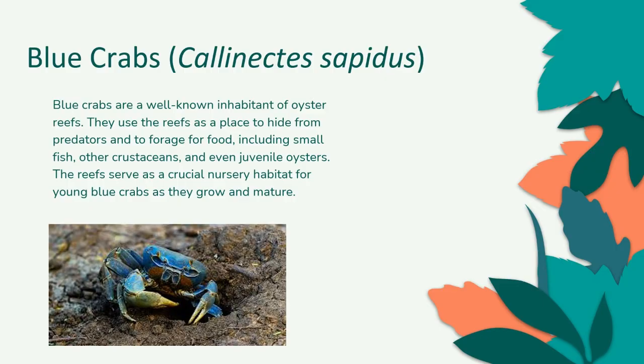Blue crabs are a well-known inhabitant of oyster reefs. They use the reefs as a place to hide from predators and to forage for food, including small fish, other crustaceans, and even juvenile oysters. The reefs serve as a crucial nursery habitat for young blue crabs as they grow and mature.